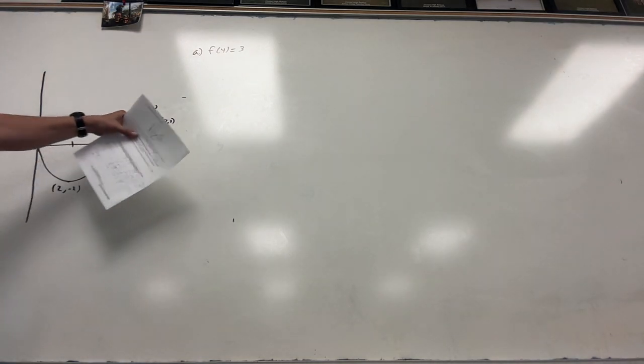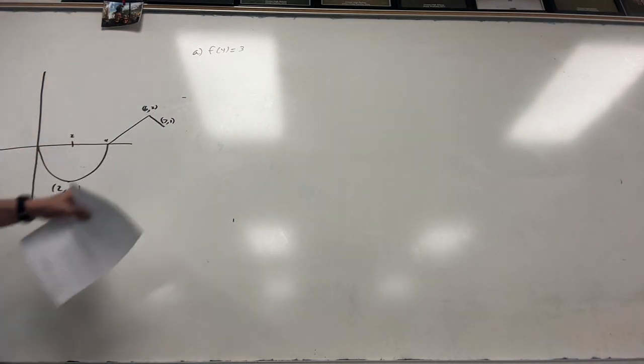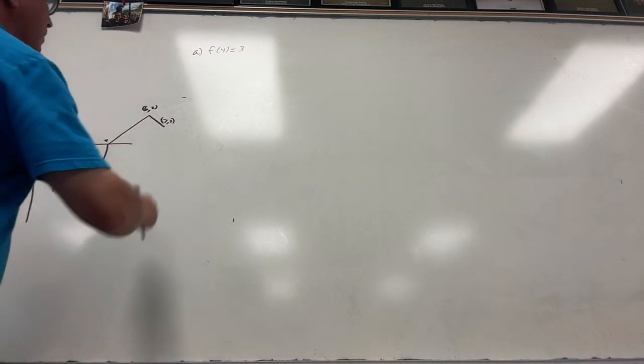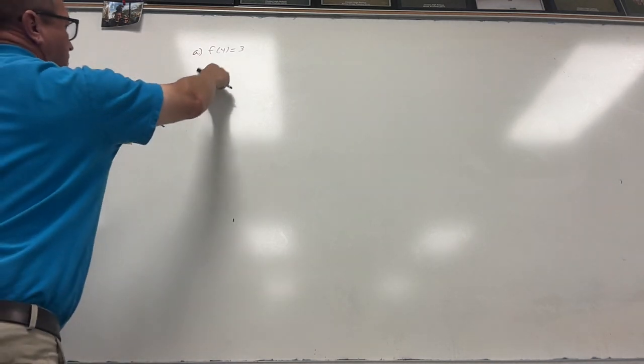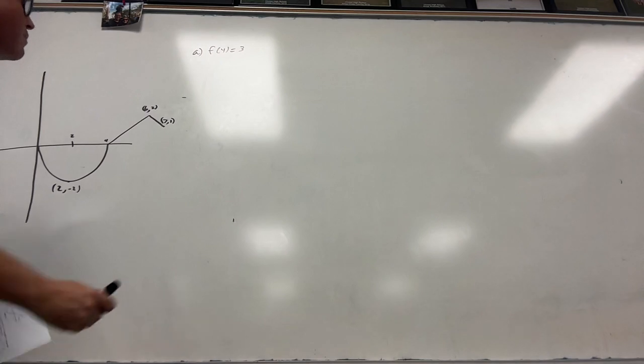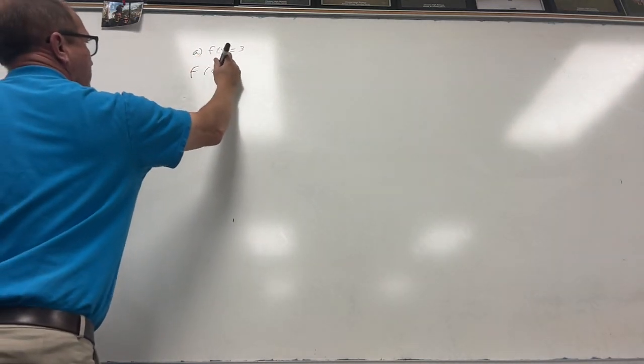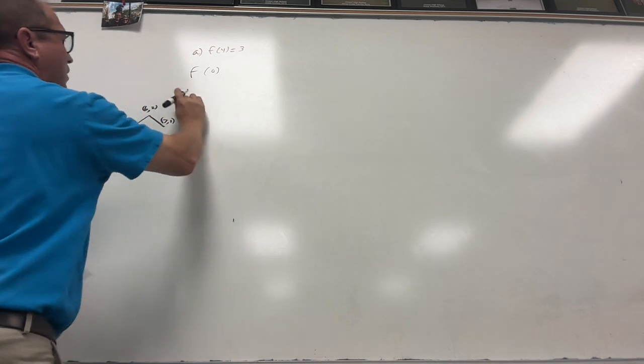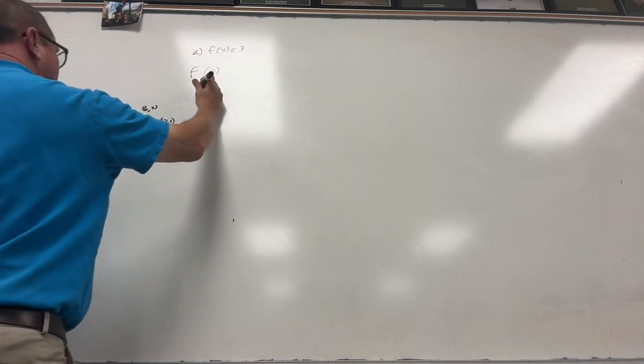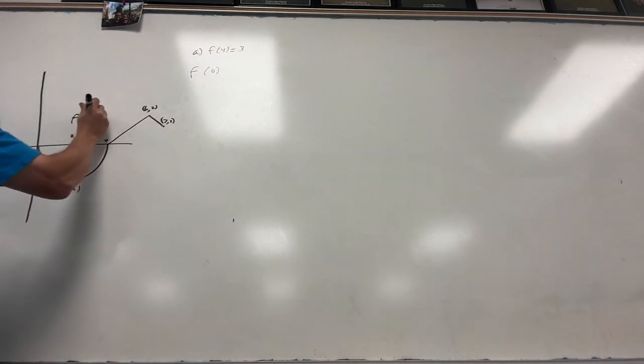They tell us this is a semicircle, and these are two line segments right here, and they tell us that f of 4 is 3. The first thing they want us to do is to solve for f of 0. Well, what do we know here? We know that this is the graph of f prime.